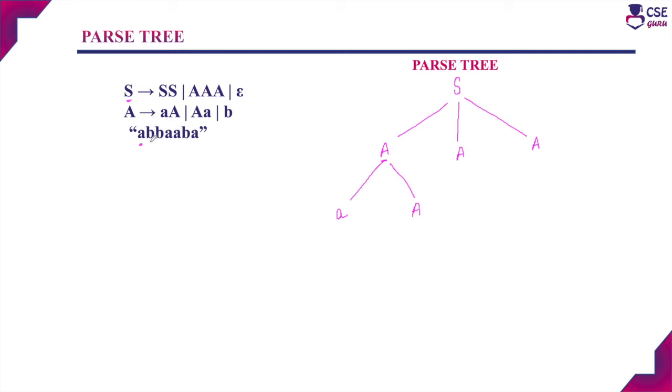So next we need to derive B. So apply the production rule. A derives B for this non-terminal. And for the next non-terminal A, apply the production rule. A derives AA.